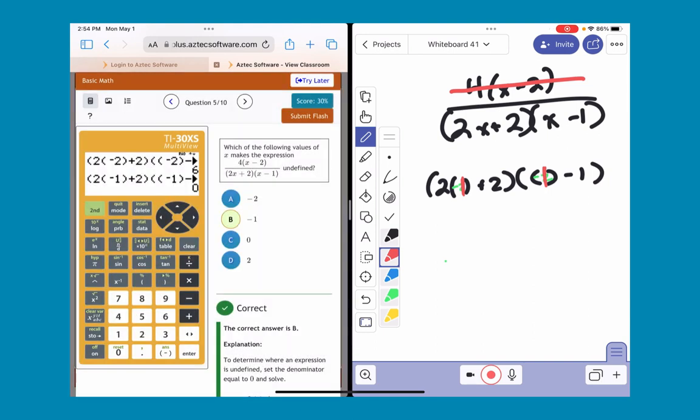We tried A and it didn't work. We tried B and it worked. But if B hadn't worked, we would have proceeded to change this value to 0. And if that hadn't worked, we'd have proceeded to change it to 2. And just test each value to see if it works. Okay?